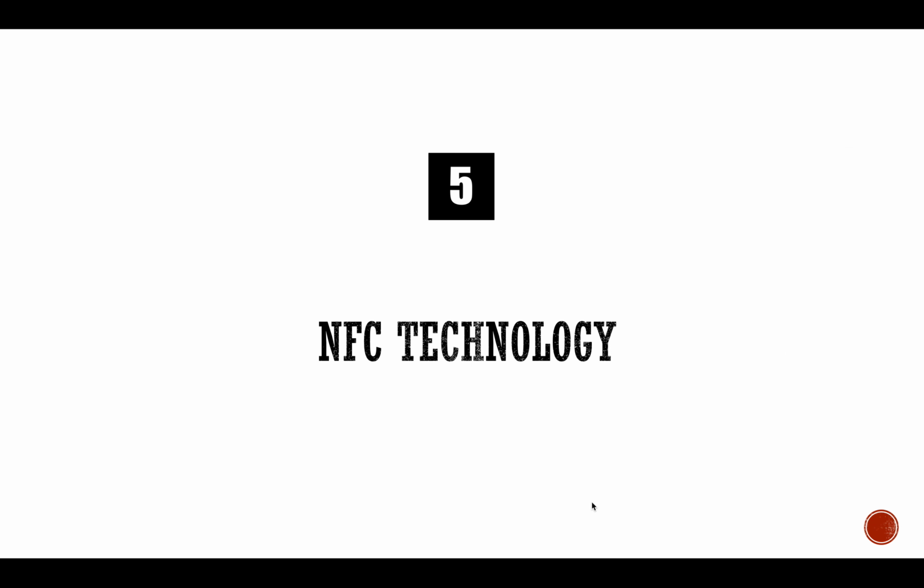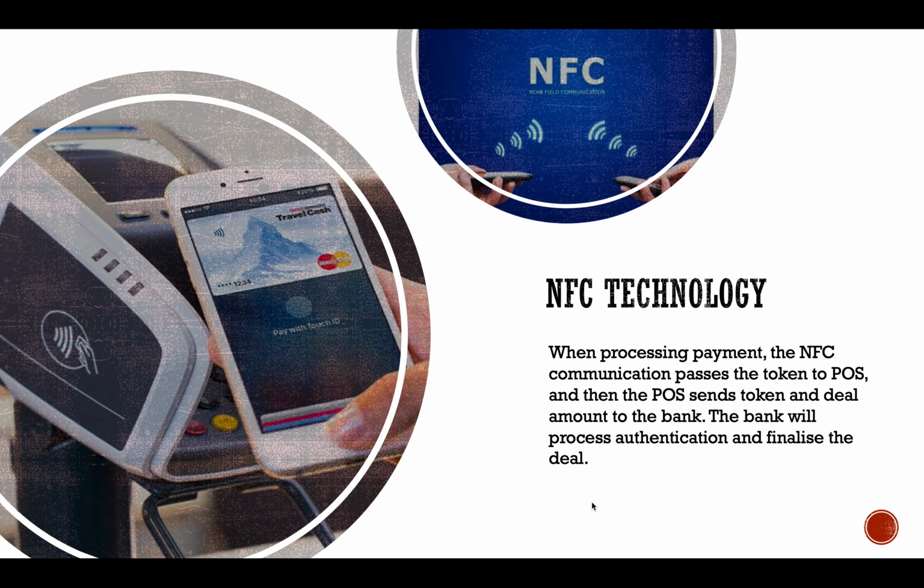Next is the introduction of NFC technology. Mobile payment is what makes NFC popular recently. There are several primary NFC payments tools like Alipay, Samsung Pay, and Huawei Pay. All of them are using the NFC card emulation function. But instead of storing the full information of a credit card, these applications hold a unique code token. When processing payment, the NFC communication passes the token to POS, and then the POS sends token and deal amount to the bank. The bank will finalize the deal.